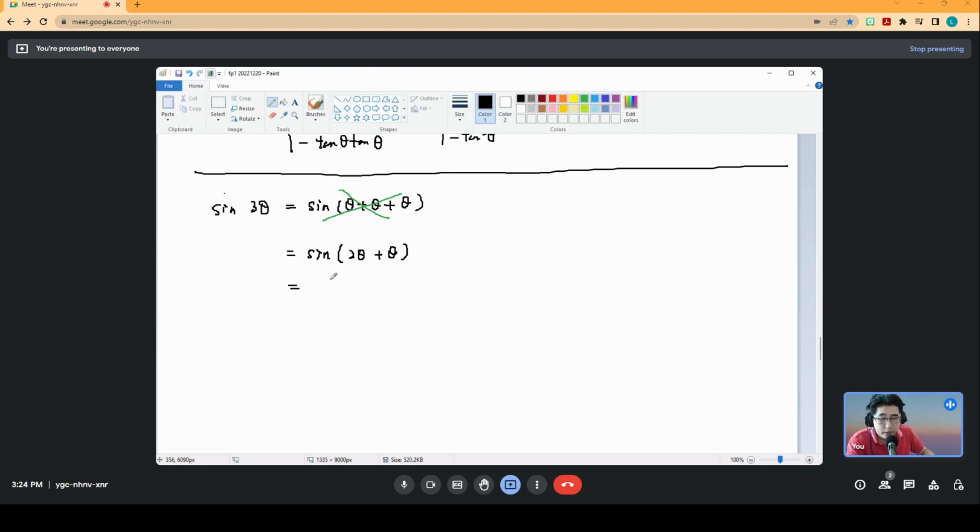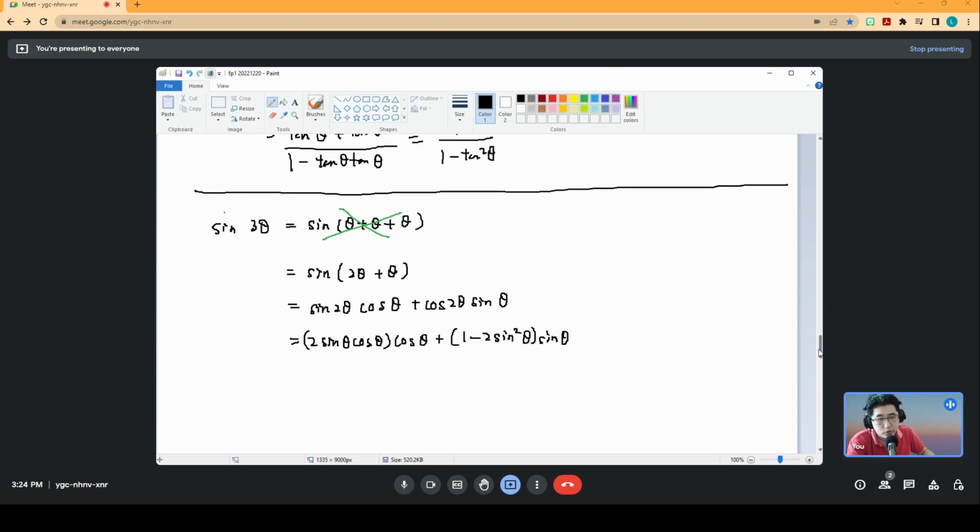So by using the formula, I will have sine A cos B plus cos A sine B. Okay, I open up the double angle formula. So 2 sine theta cos theta with the cos theta here, plus this one, maybe I change it into 1 minus 2 sine square theta, times sine theta. You may wonder, I have 3 choices here, how do I know which one to use? Okay, it's simply because of the purpose.